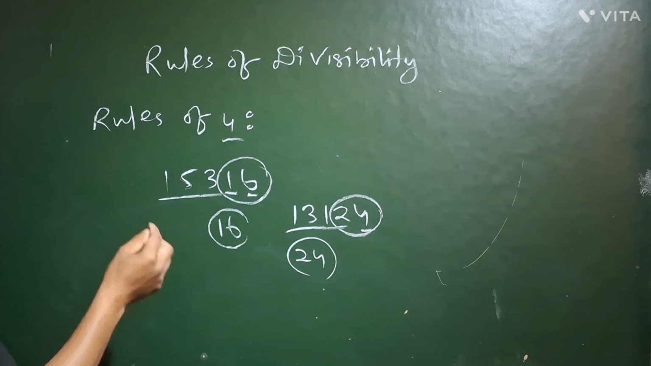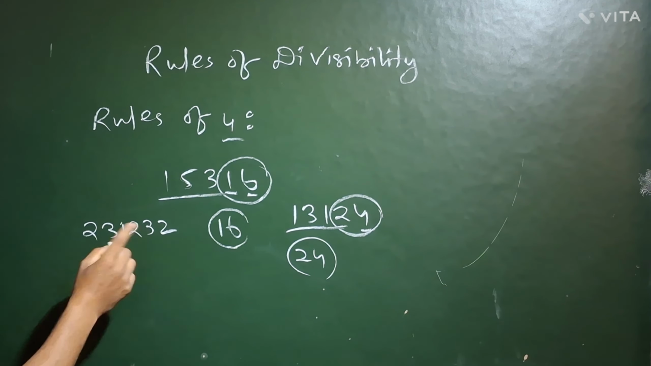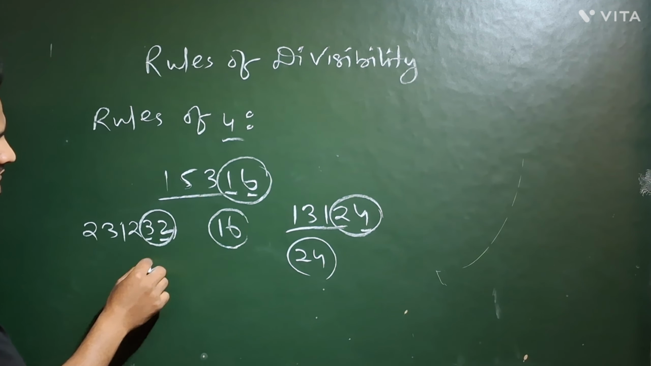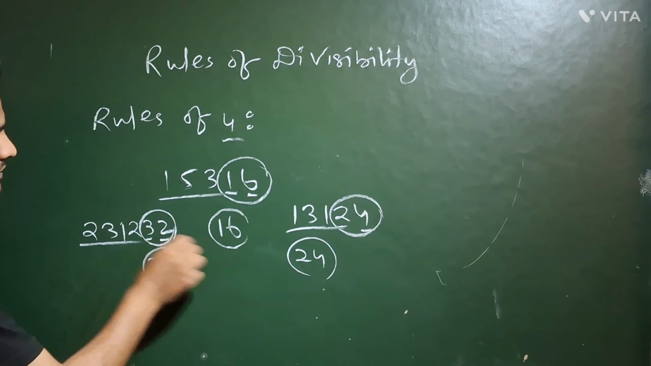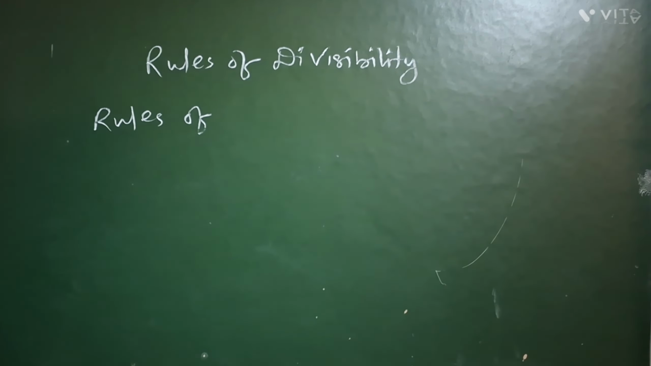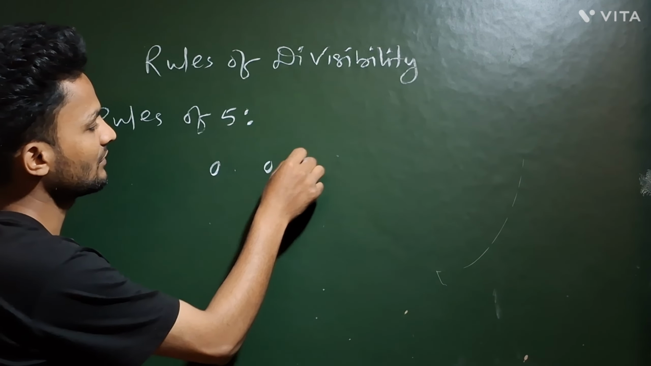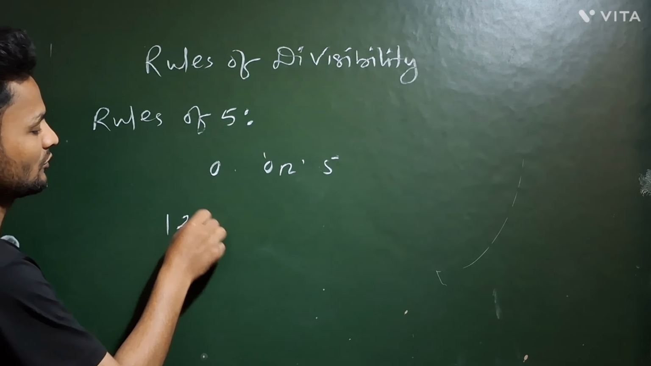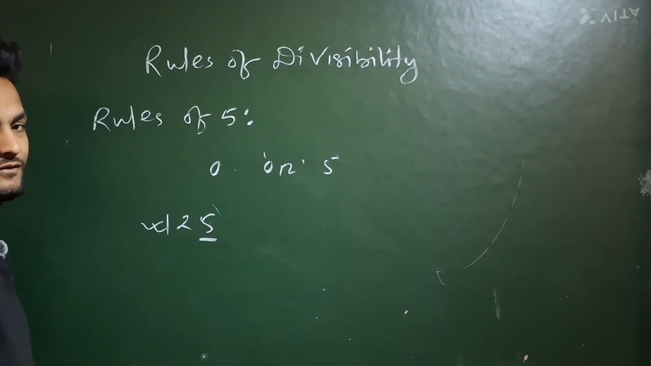Okay. Similarly, 231232. In this number, the last two digits are 3 and 2, which makes the number 32, and 32 is divisible by 4. That is why the whole number is divisible by 4. Okay. Rules of 5. If the last digit of a number is 0 or 5, then the whole number is divisible by 5. For example, 125. In this number, the last digit is 5. That is why the number is divisible by 5.